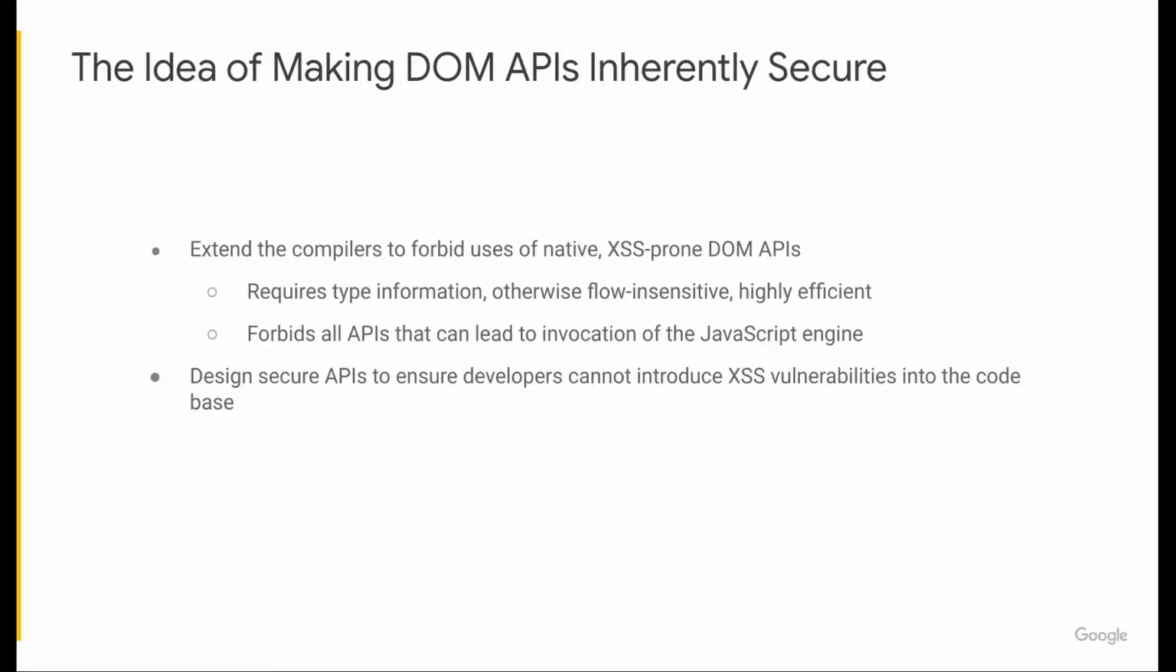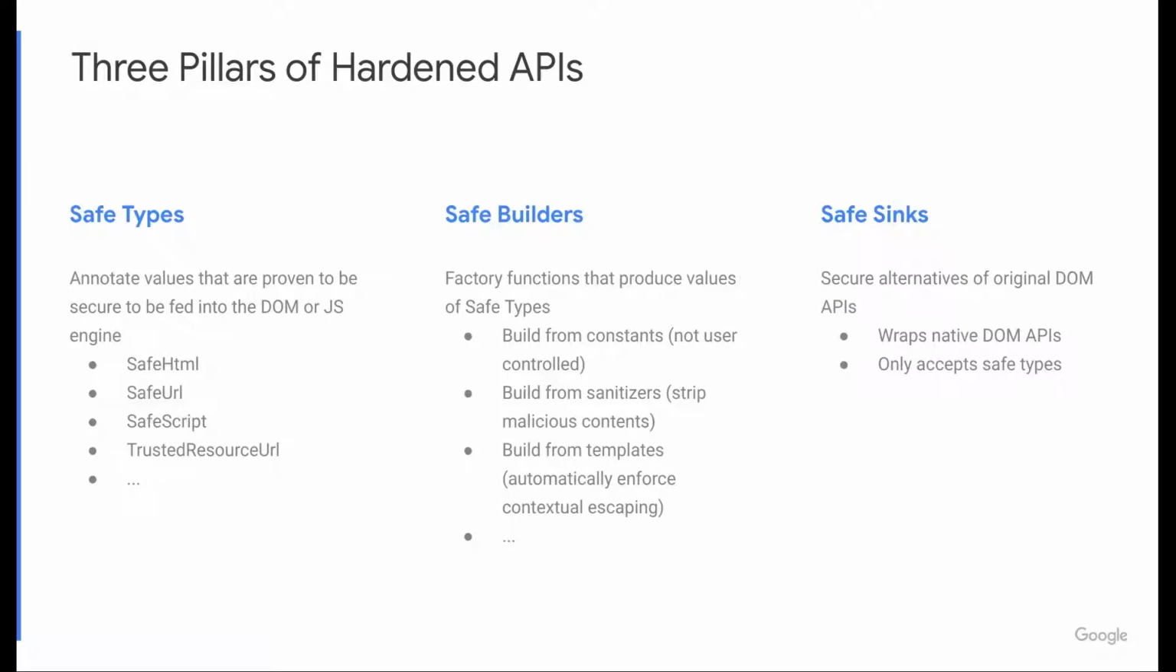We first extend the compilers to forbid uses of native DOM APIs that can easily cause XSS. We then design alternative APIs that are impossible to write XSS-vulnerable code with. Technically, there are three major components of the hardened APIs. First, we have safe types, which annotate the values that are proven to be safe to be fed into the DOM or JavaScript engine.